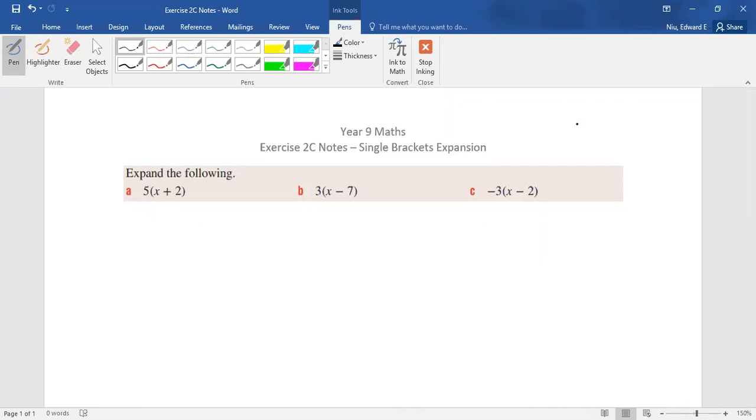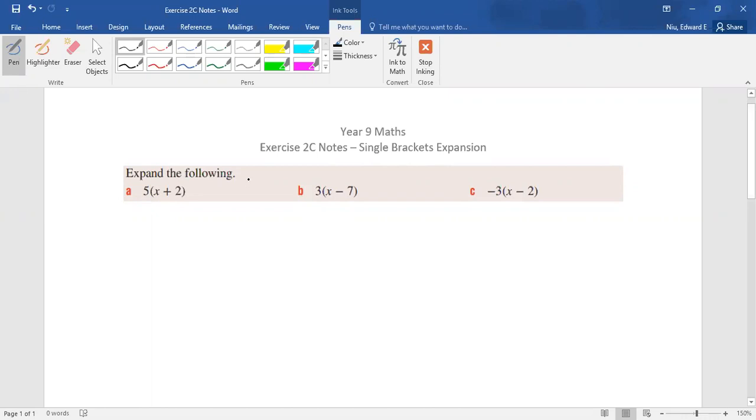Today we're going to take a look at single bracket expansion. Last term we had a look at double brackets expansion. This is actually a lot easier, and hopefully you follow along. And remember, if you have any questions, please post in the comment section down below.